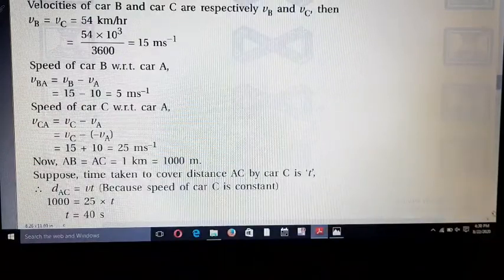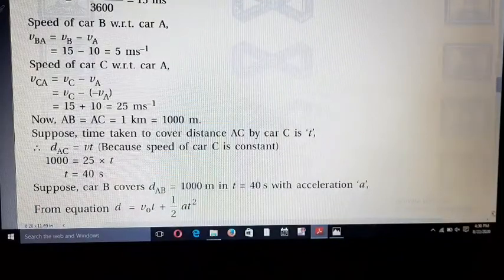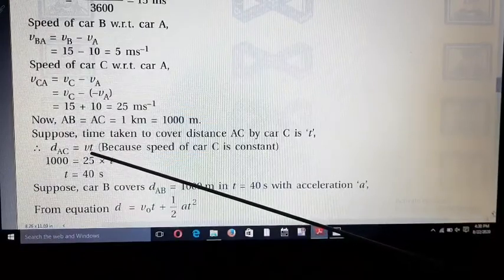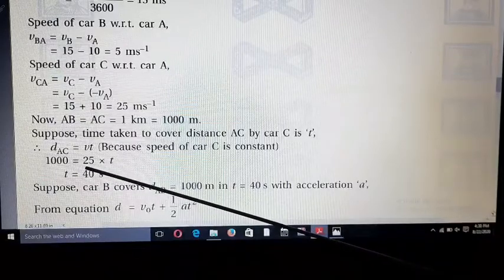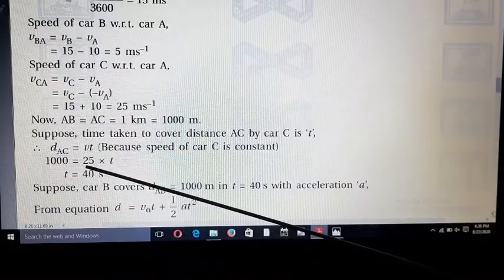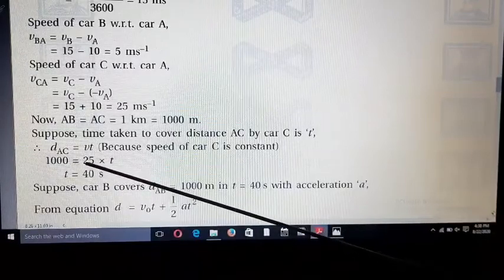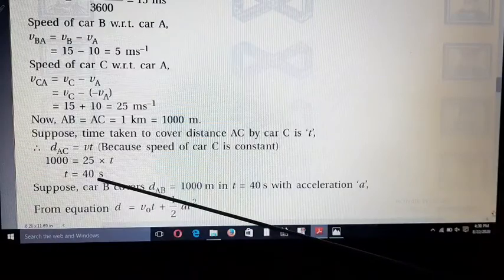So now we want to first find the time for car C to reach car A. So distance is equal to velocity into time. Distance is 1000, which is equal to the velocity of car C, 25, multiplied by T. So 1000 divided by 25 means T is equal to 40 seconds. Now the time is available.